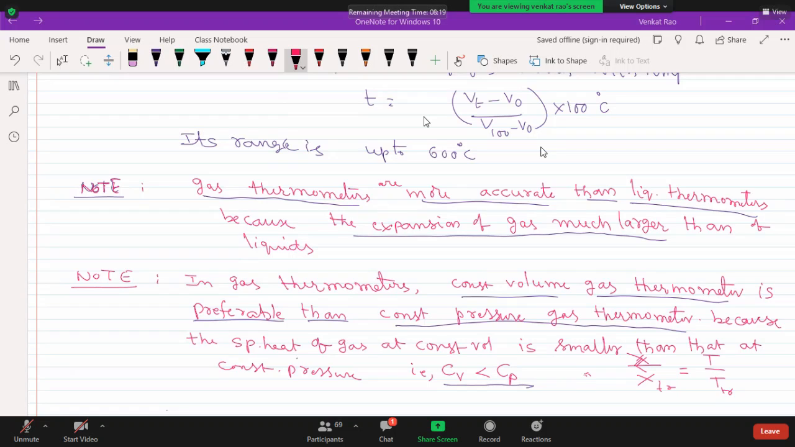A temperature is measured on these scales as capital TA and capital TB. What is the relation between them? So TA by TB is 2 by 3.